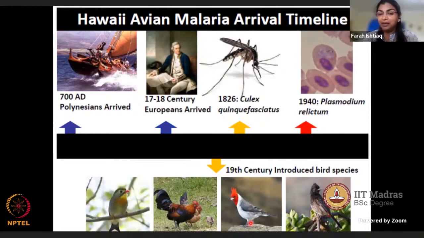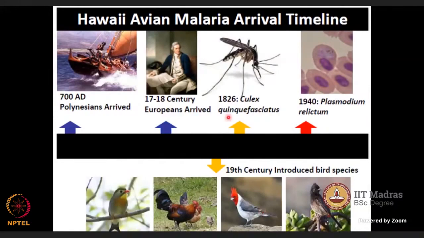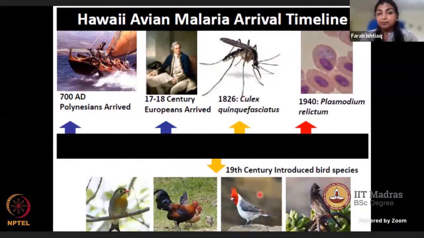But what happened in that process? A lot of these birds, which were introduced in several bouts, also brought malarial parasites with them. Now, remember, these birds have survived and lived with these parasites. They are just reservoirs for these parasites. But with the accidental introduction of the mosquito, this mosquito was a perfect host for some of these parasites which these birds were carrying.